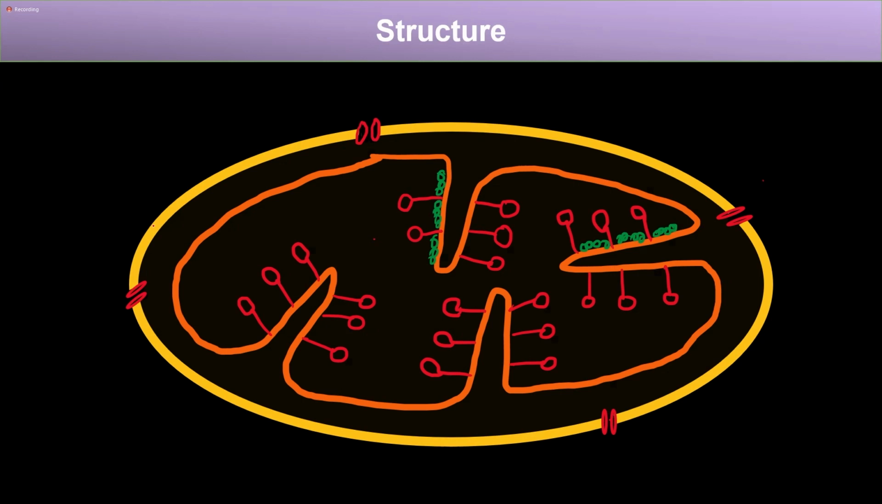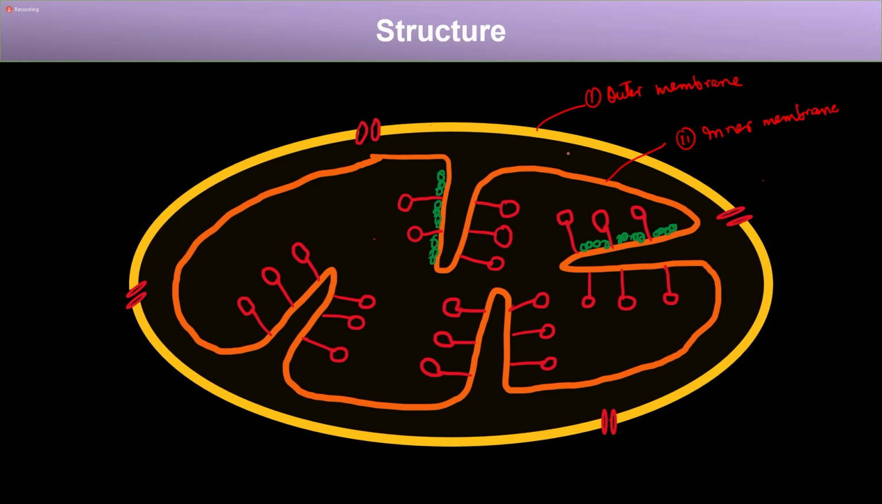If you see here, the mitochondria consist of two membranes. The first membrane is the outer membrane, and the second one is the inner membrane. So that's why it is known as a double membrane bound organelle, right? So it has an outer membrane and an inner membrane.